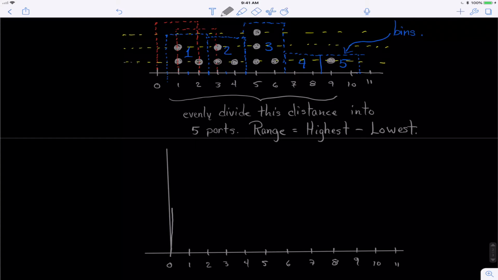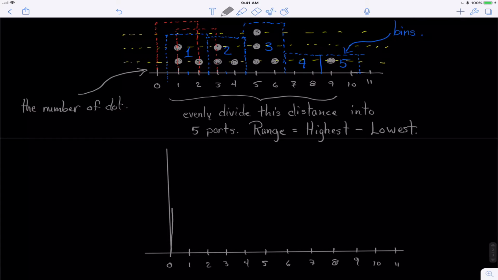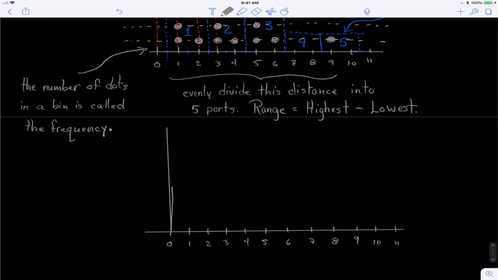And on this data, the number of bins, or I'm sorry, the number of dots in a bin is called the frequency. And when we make our histogram, the height of the bin represents the frequency. So we put that over here on this vertical, we call this a vertical axis.